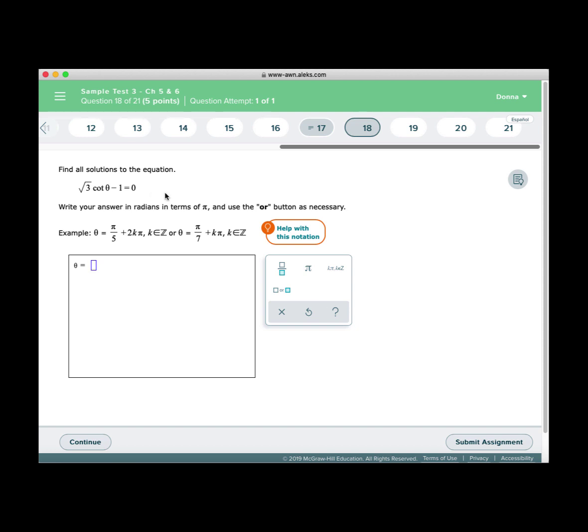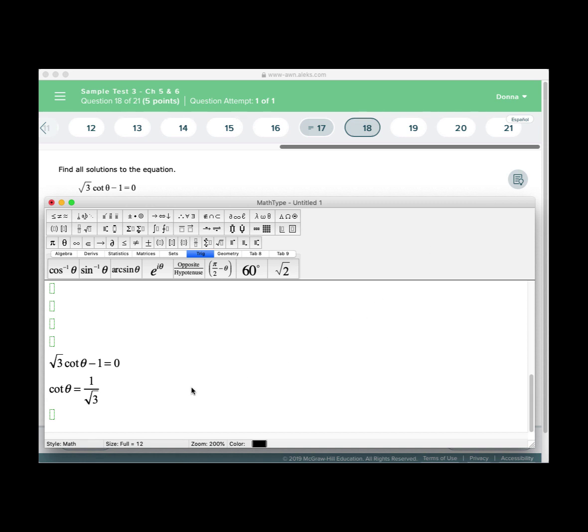Similar to the last problem, we want to isolate the trig function. We want to isolate, in this case, cotangent theta, which means to get it by itself. So if we add a 1 to both sides and divide by root 3, we'll have cotangent theta equal to a constant. I've opened up MathType to capture what we would write on a piece of paper.